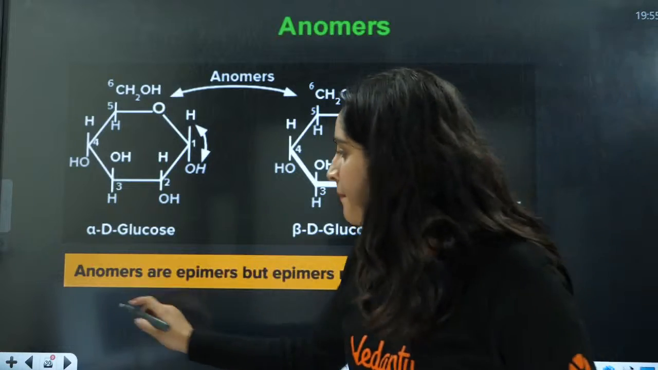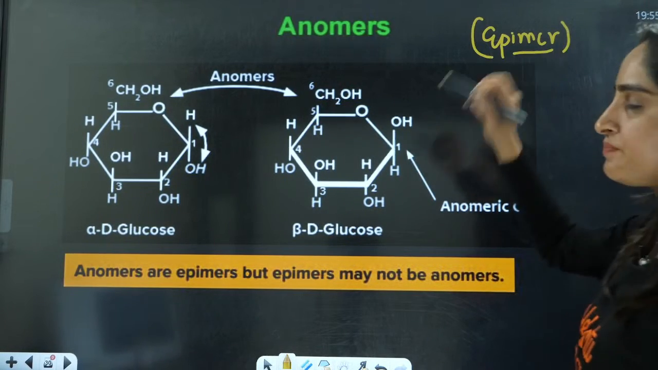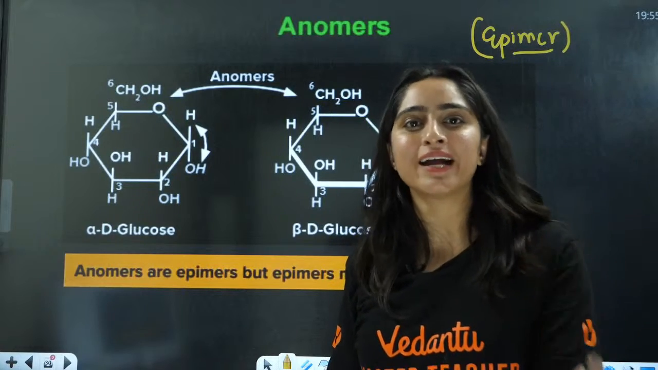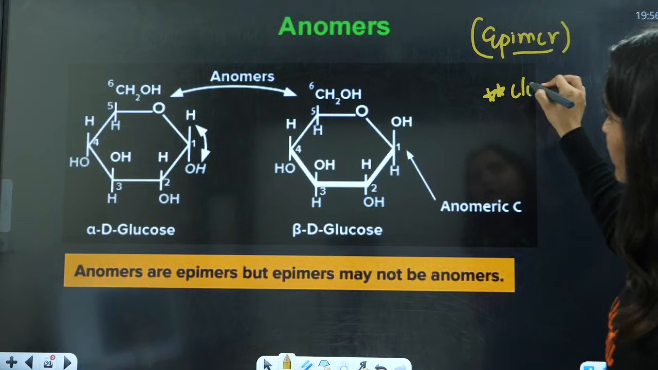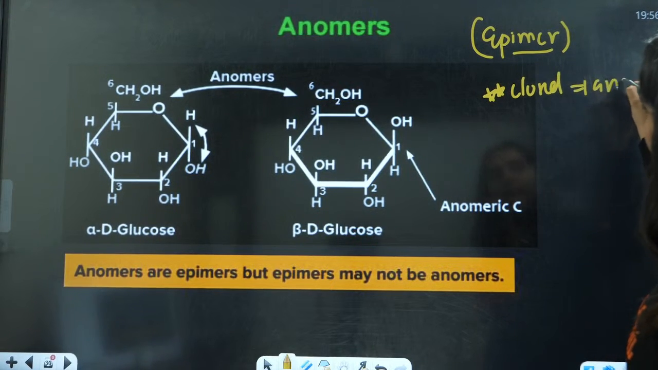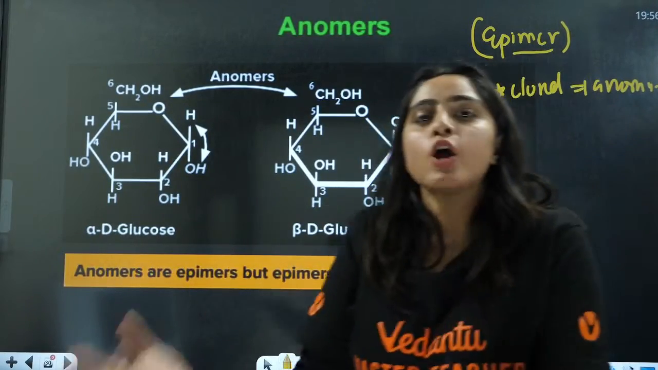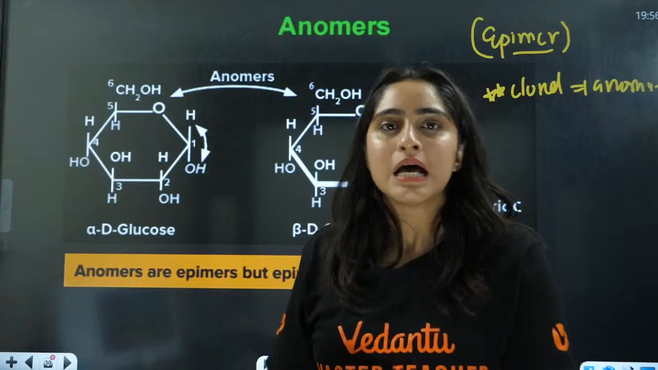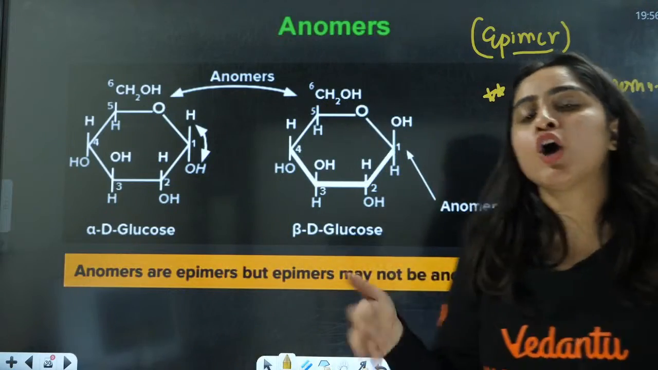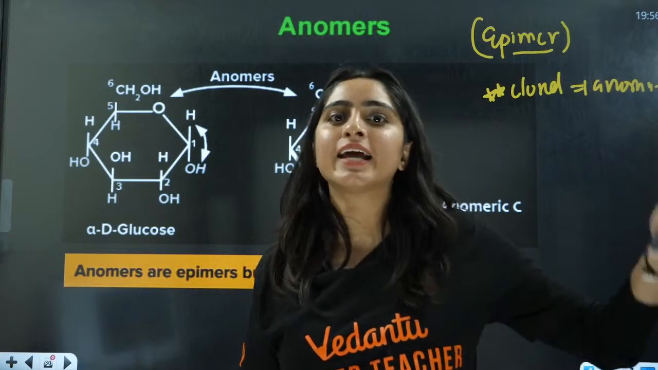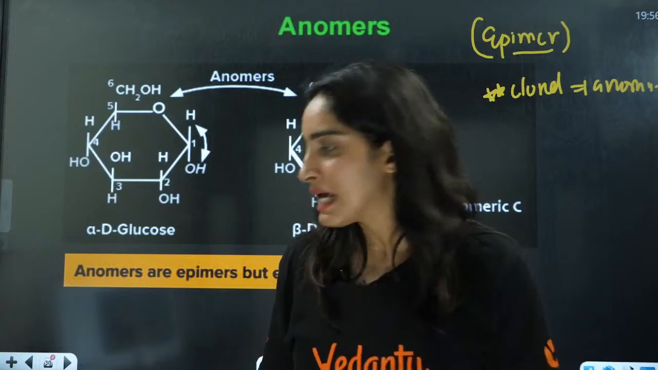What does that mean? Epimers can be open chain and closed chain both, right? And if we specially define the closed chain, that will be an anomer. So anomers are obviously epimers, they are part of epimers. But if something is an epimer, it may or may not be an anomer. If it is cyclic, it will be an anomer. If it is not cyclic, it will not be an anomer, right?